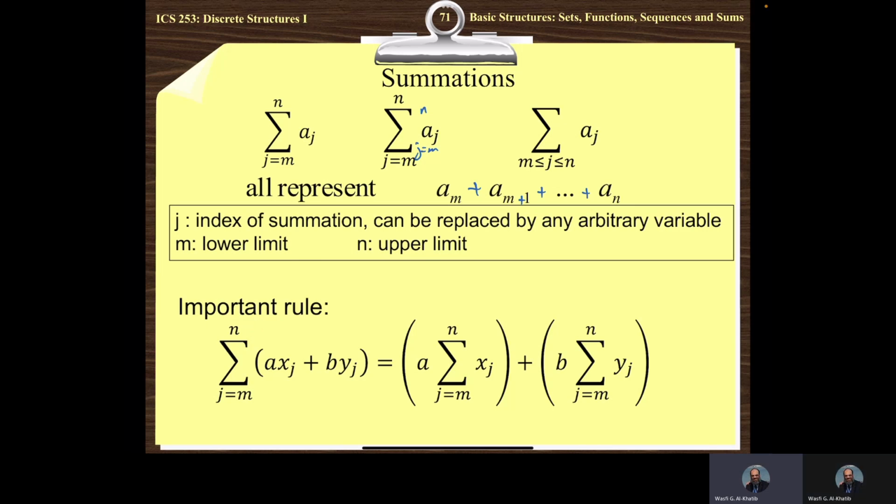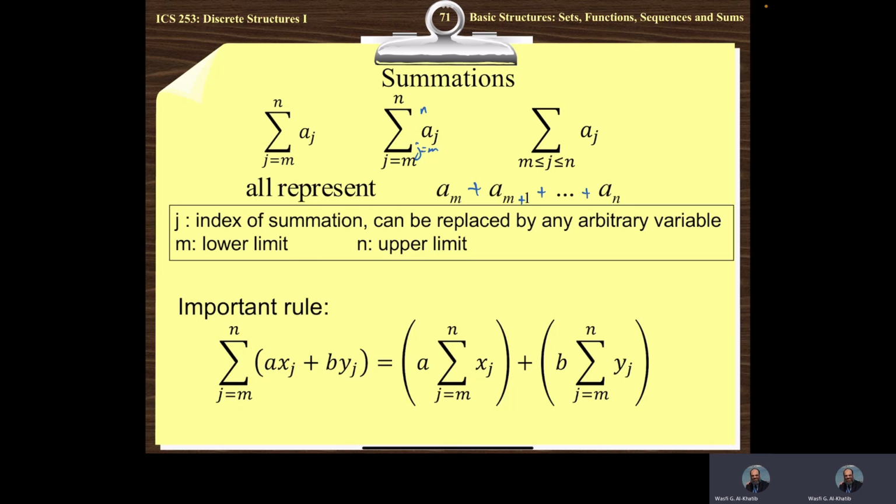Why? It's commutative, right? I can rearrange or reorder these terms such that axm plus axm plus 1 plus axm plus 2 will come all before bym plus 1 and so on and so forth. So I can split them into two. Not only that, but I can take the constant out.